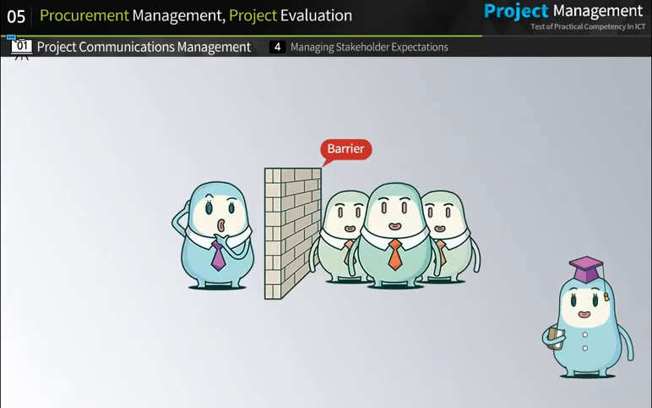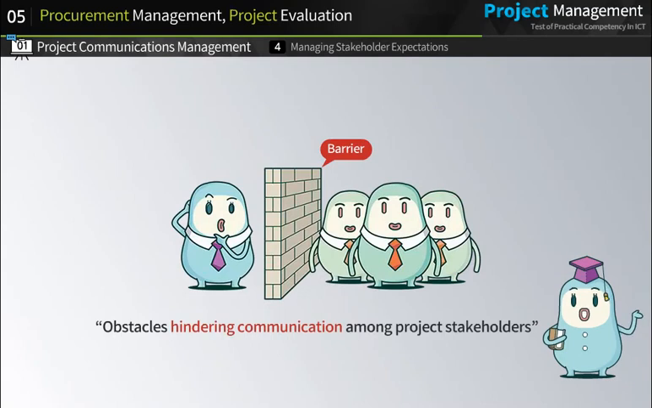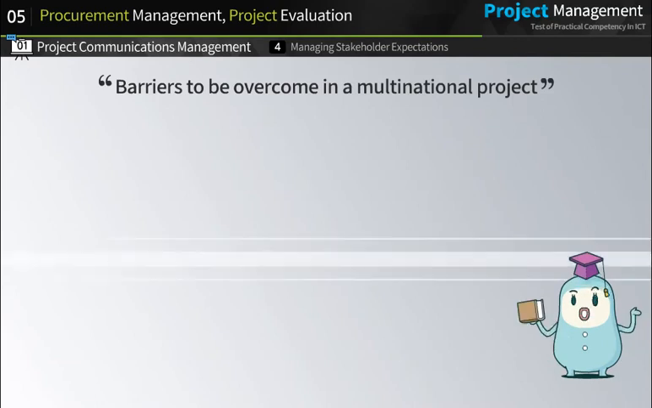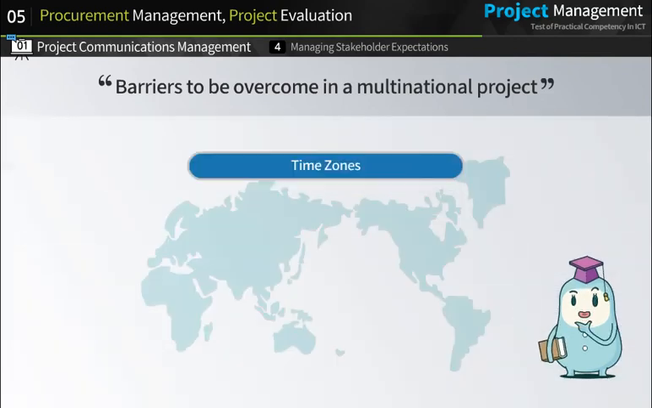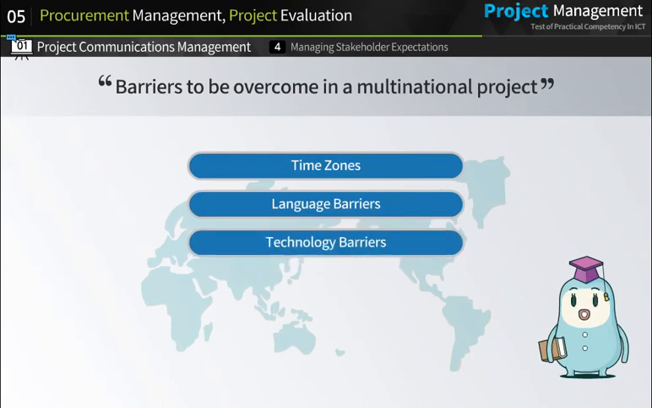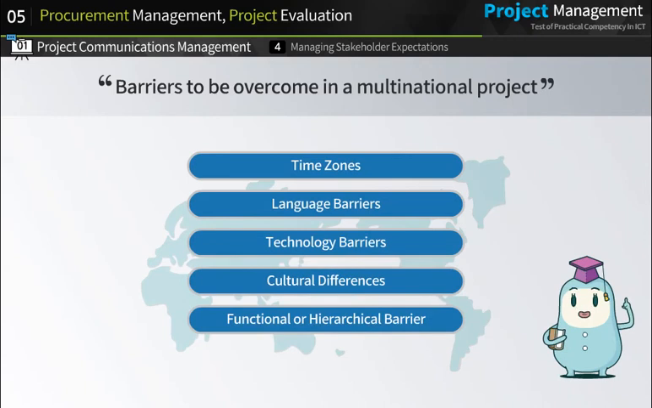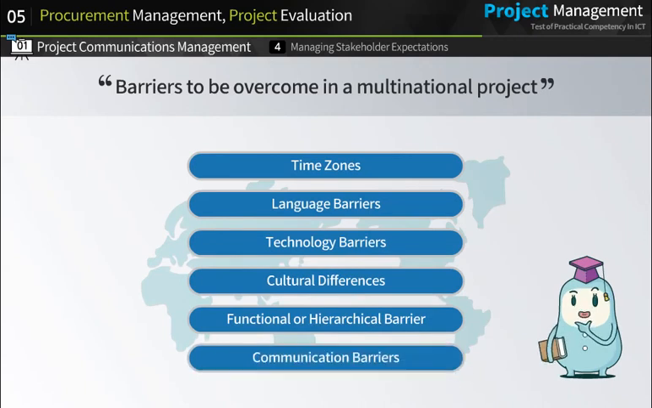This barrier hinders communication among project stakeholders, so effective communication requires overcoming some of the barriers in advance. In particular, barriers which should be overcome in a multinational project include time zones, language barriers, technology barriers, cultural differences, functional or hierarchical barrier, and communication barriers.